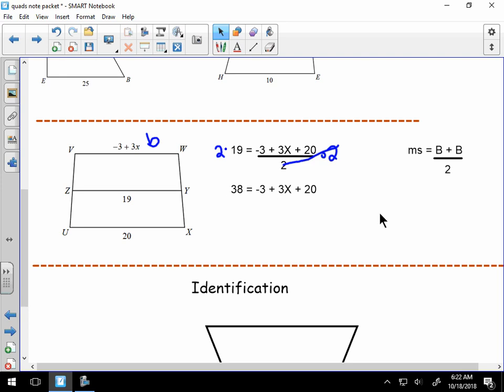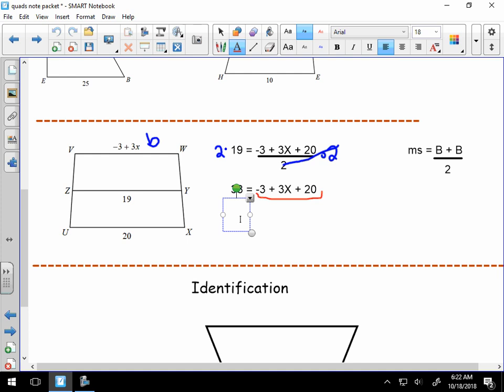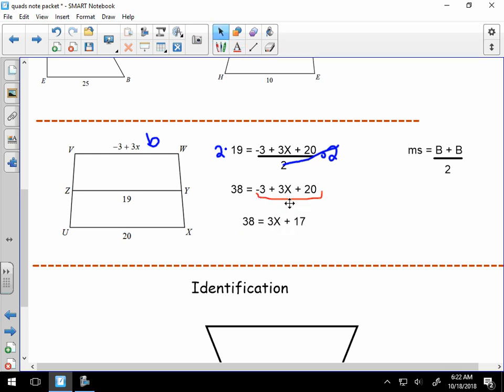You guys have all seen equations like this. Alright, so all you're going to do is look over on this side and find like terms. And we have it. And then it becomes a 2-step equation. And there you go. I know it looks difficult, and I said it was difficult, but if you don't multiply 2 to both sides first, you're going to have a lot of trouble.